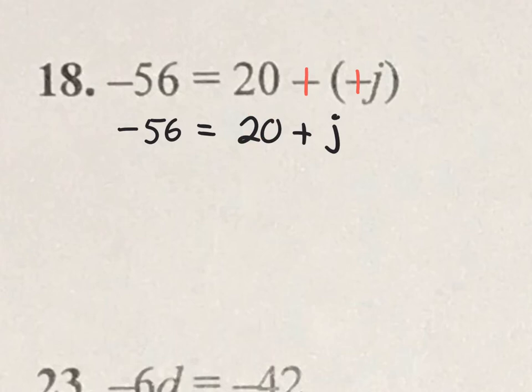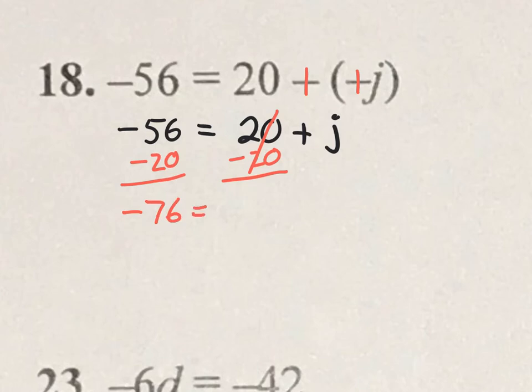Minus 20. Yeah, you have a positive 20 right here. You want to get rid of that. You're going to do the opposite, which is minus 20, a negative 20. And of course, what you do to one side, you're going to do to the other side to maintain the balance. So if you owe somebody $56 and then you owe them $20 more, what do you end up with? You end up owing them a lot, right? How much do you owe them? $76, right? Negative 76. And the j, you're just going to bring that down.